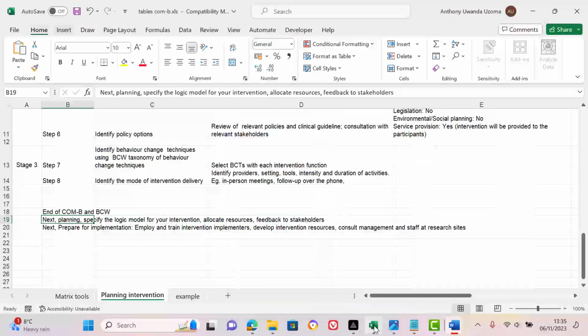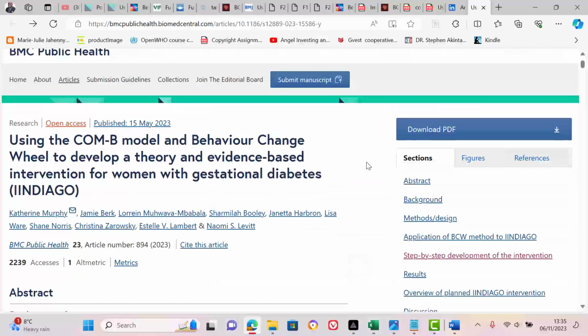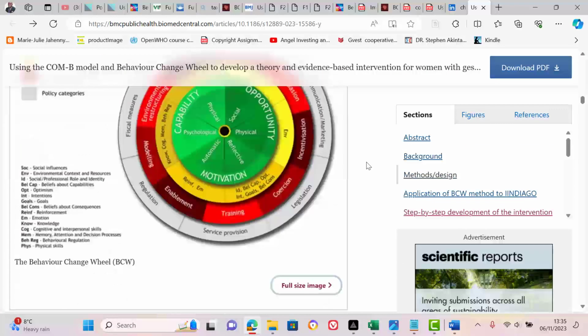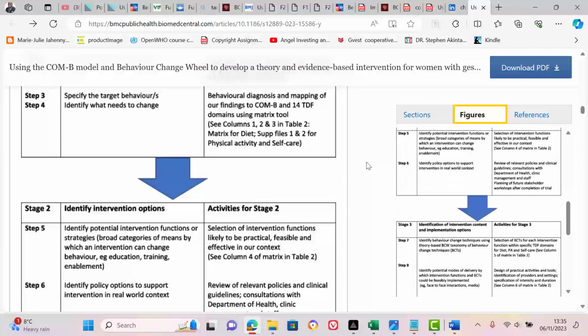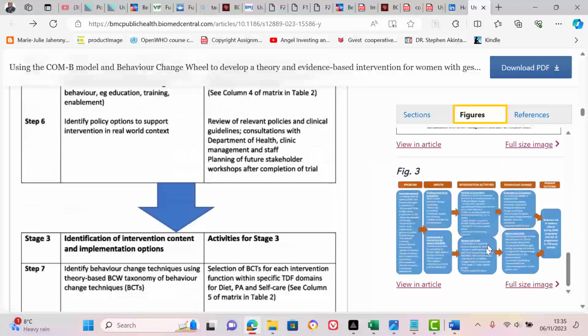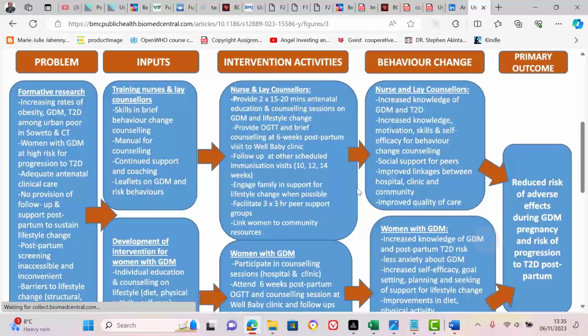So let's just go to an example. From the same author, Catherine Murphy et al., we'll just get their examples of their own logic model. Okay, so this is their logic model, what it looks like, and I like the headings. It makes more sense to me here. Problem, input, intervention activities, behavior change, and primary outcome.